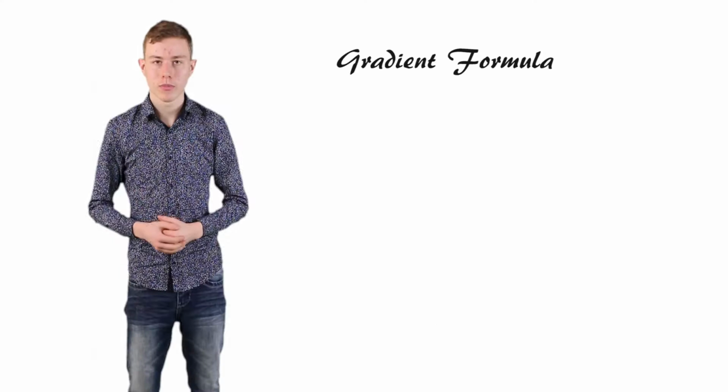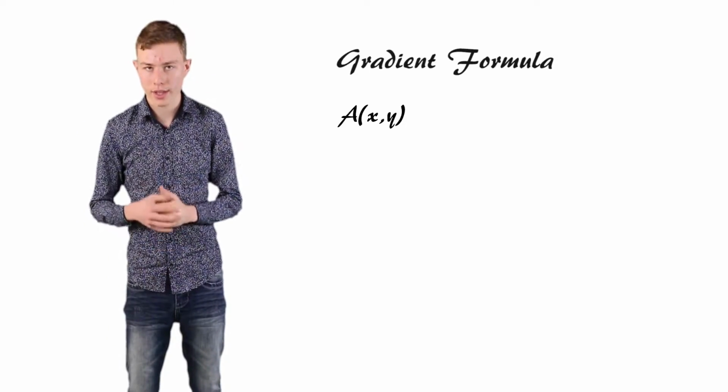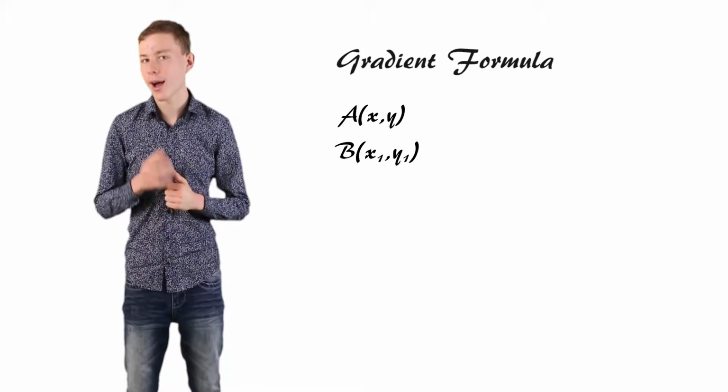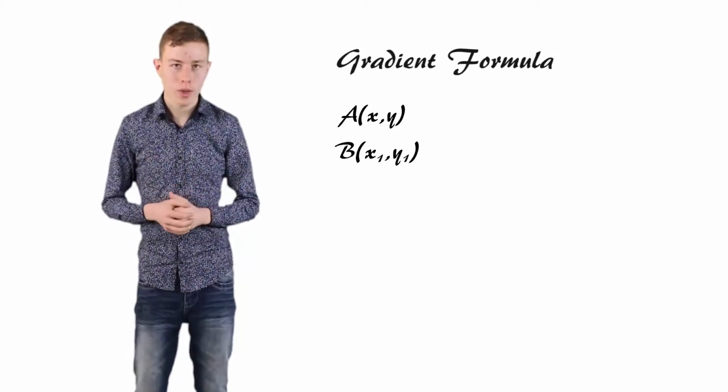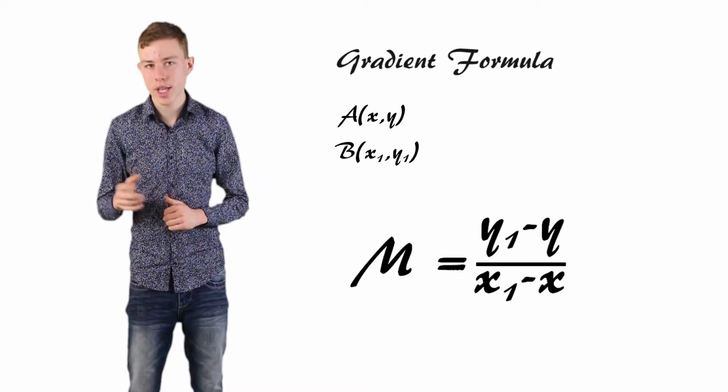So if we apply the formula, rise over run, we're going to have 5 over 2 as the gradient. Now this can be expressed as a formula, where the coordinates of A are x and y, and the coordinates of B are x1 and y1. The gradient formula in this situation is (y1 minus y) over (x1 minus x).